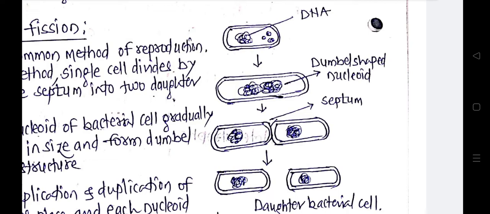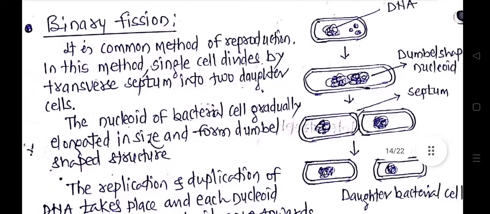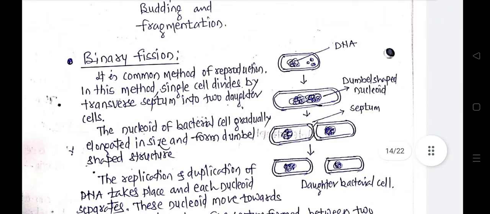A single bacterium divides into two by replication and duplication of nucleic acid. Then it forms the septum and divides transversely into two daughter bacterial cells. This is called binary fission.